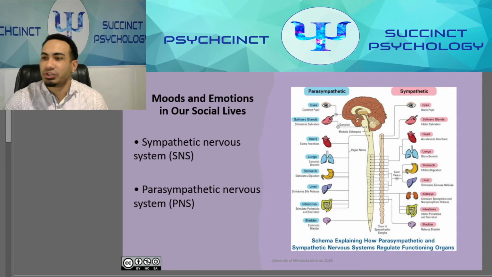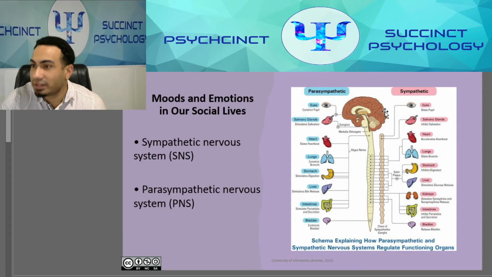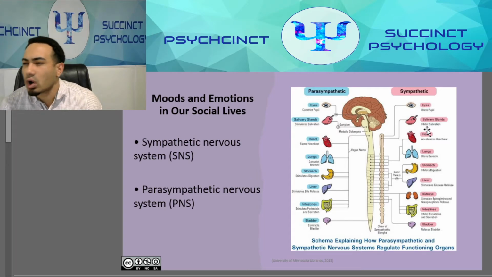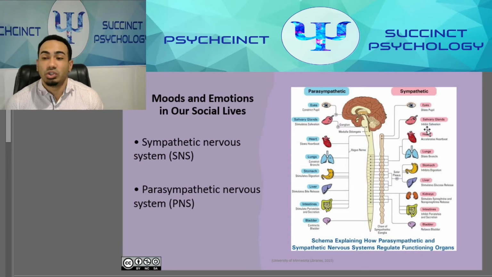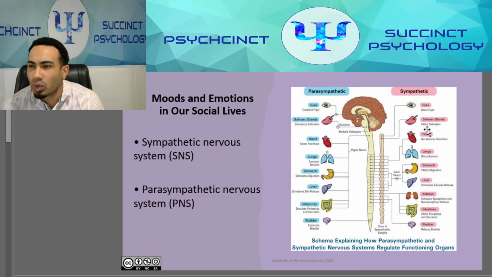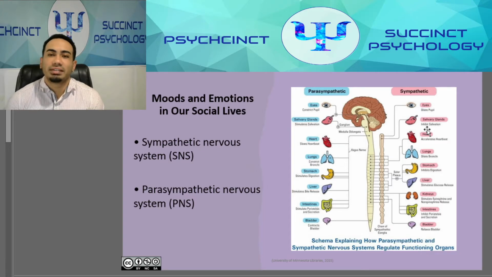So we see here in this picture, we have on one side the parasympathetic, and then on the other side, the sympathetic. So on the sympathetic side, we have dilates the pupil, accelerates heart rate, inhibits digestion. These are all things that prepare the body to respond to, say, a threat in the environment. And then on the parasympathetic side, we have things such as constricts the pupil, slows heart rate, stimulates digestion. These are all things that prepare the body to relax.